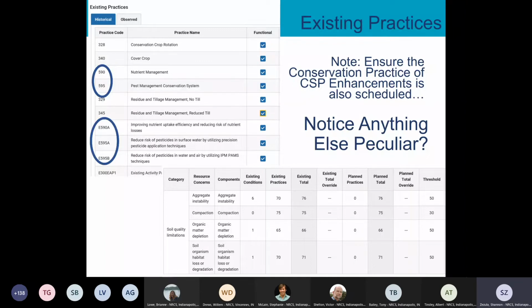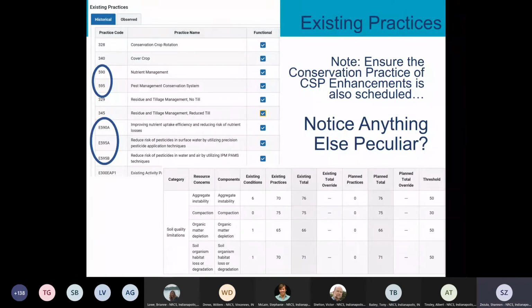Again, now you can see the snapshot of the existing practices that come up in CART, and down here is your summary report. You can see we've got planned total exceeds threshold in all cases. Woohoo! This is a good farm. We've done a lot of conservation in the past. We're already past the thresholds for resource concerns and planning criteria, so that's pretty cool.